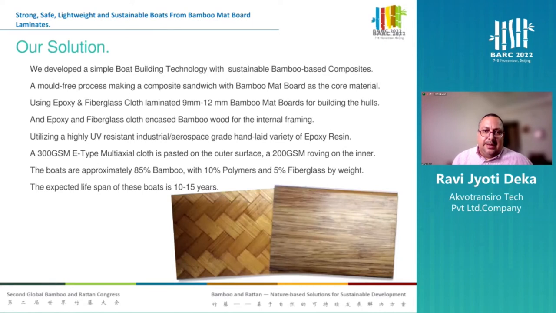We have been using 11 millimeter and 12 millimeter bamboo mat boards for building the boat hulls, and epoxy and fiberglass for encasing this material. For the resin, we have used a very high UV resistant industrial aerospace grade epoxy resin to give maximum strength, a 300 GSM E-type fiberglass cloth for laminating the outer side of the hull, and a 200 GSM roving on the inner side, which makes it a very lightweight and very strong construction. Our boats are approximately 85% bamboo, 10% polymers, which includes the PF resin used for making the boards and our own epoxy used for lamination, and only 5% of the weight is fiberglass cloth. The expected lifespan of these boats is between 10 to 15 years.